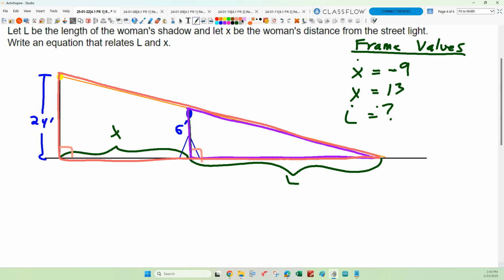So now tell me, what's a ratio? There's two different ways you could do this, but how would you set this up? What's equal to what? Okay, 24 over x plus L. How about if we flip that and put the variables on top? So large base over large height equals small base over small height.